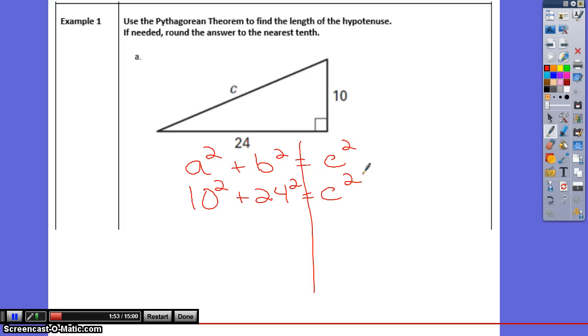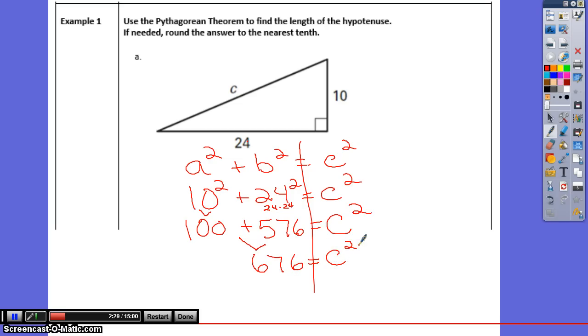Now we all know what 10 squared is. What is it? 100. So 10 squared is 100 plus, what's 24 squared? On your calculator, 24 times 24. 576. Yes, 576. Nice job. That still equals not C, but we're still C squared. We don't have C all by itself yet. Add these together, we get 676 equals C squared still.